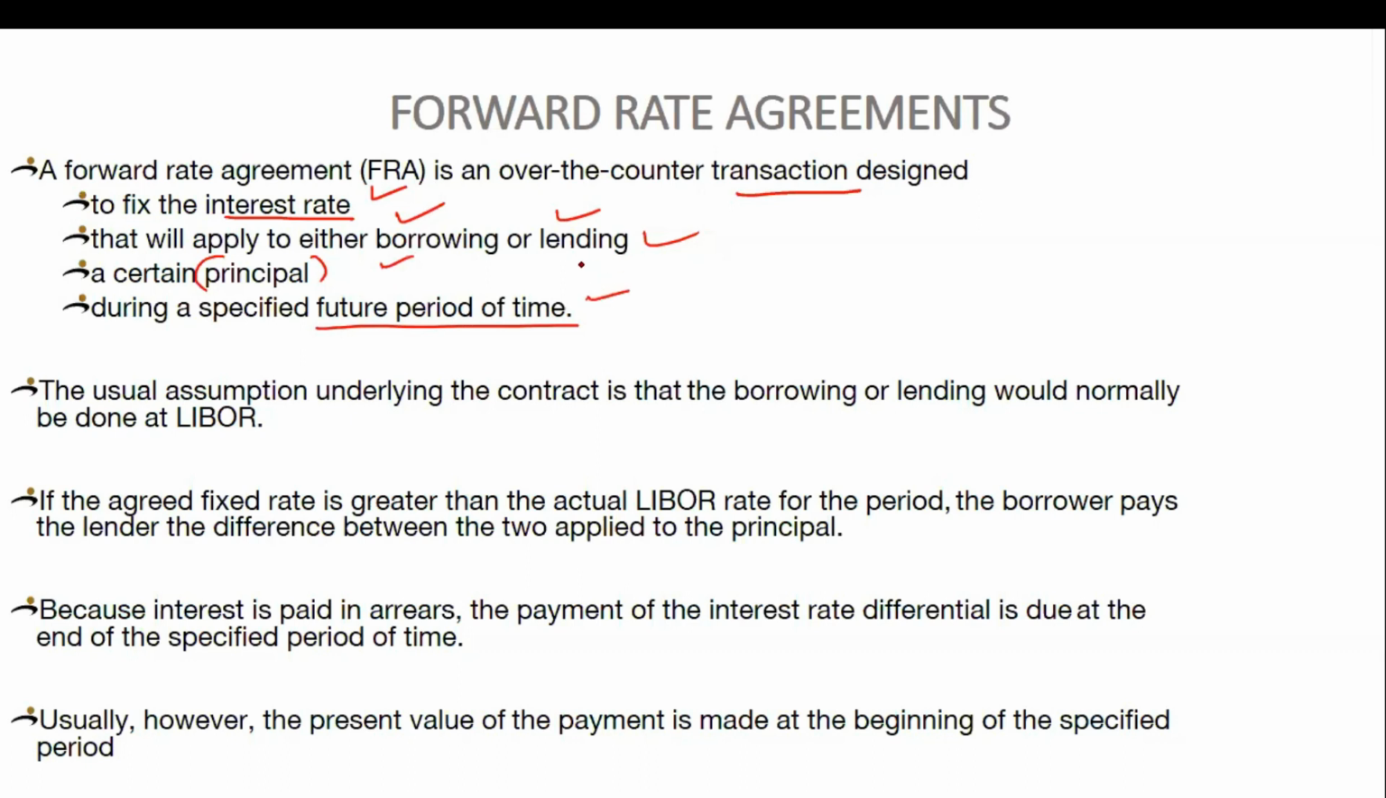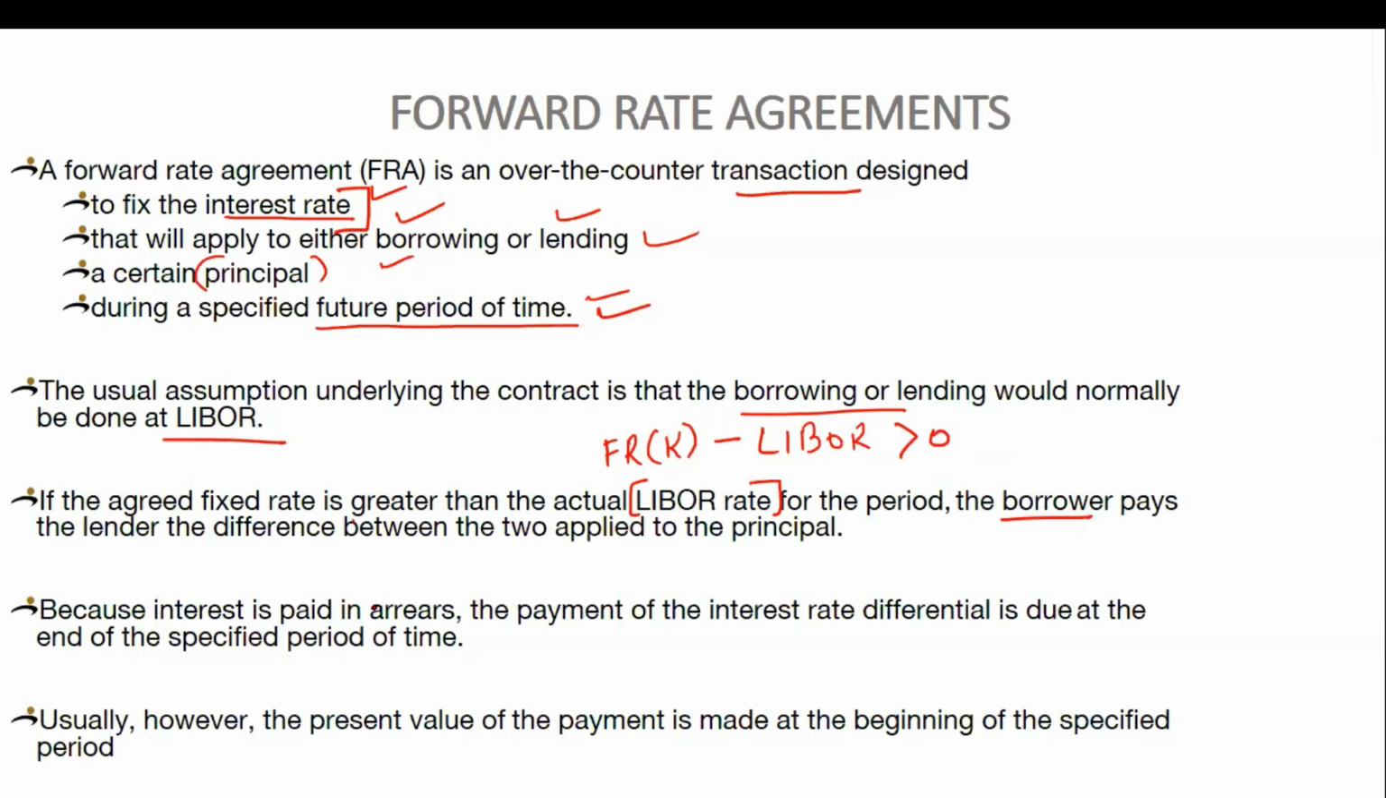Now, the usual assumption in the market is that whether you are borrowing or lending doesn't matter. It has to be done on LIBOR, that is London Interbank Offered Rate. So if the agreed fixed rate, which you have agreed here, is greater than the actual LIBOR rate for the same period, I'll write here: fixed rate as per your contract minus LIBOR. If this is more than 0, then the borrower has to pay this difference to the lender.